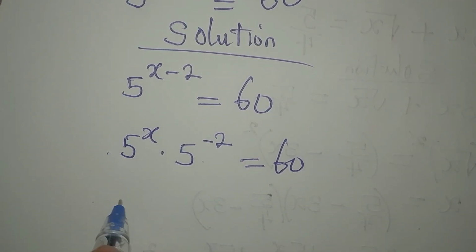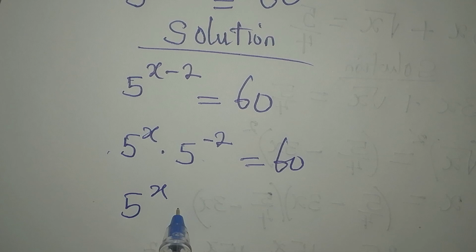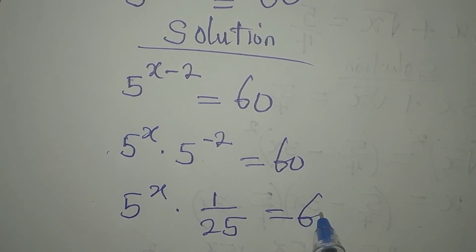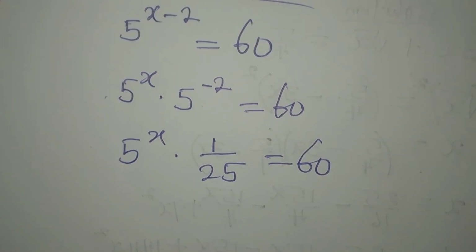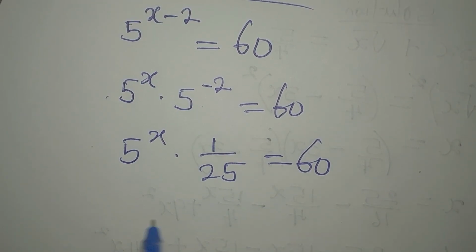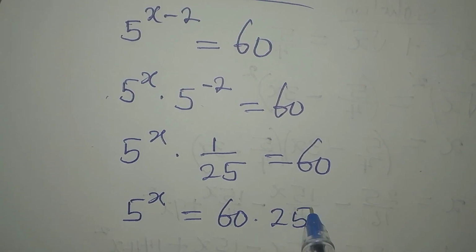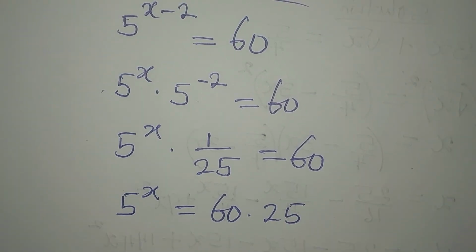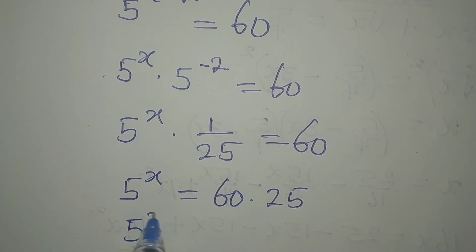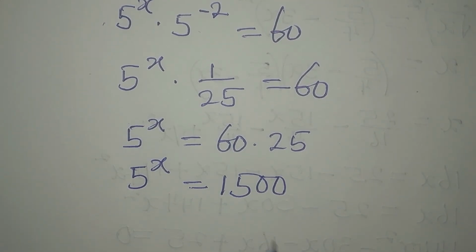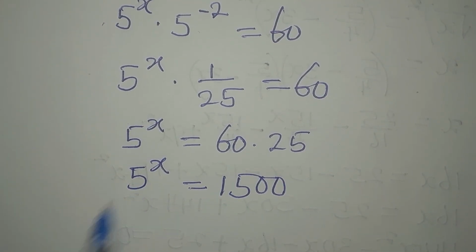And then if I go ahead, this is 5 to the power of x multiplied by 1 over 25, and this is equal to 60 as well. And then I can even cross multiply so that 5 to the power of x will be here, and it will be equal to 60 multiplied by 25, right? So 5 to the power of x will now be equal to 1500.